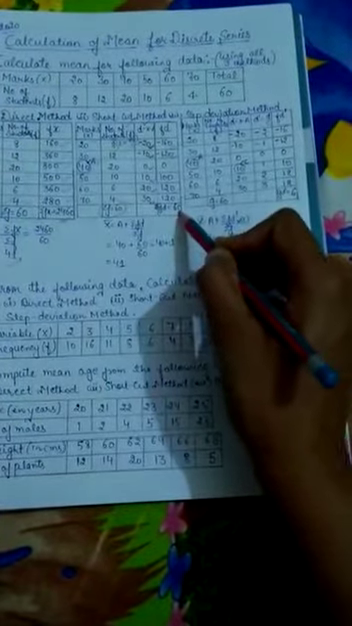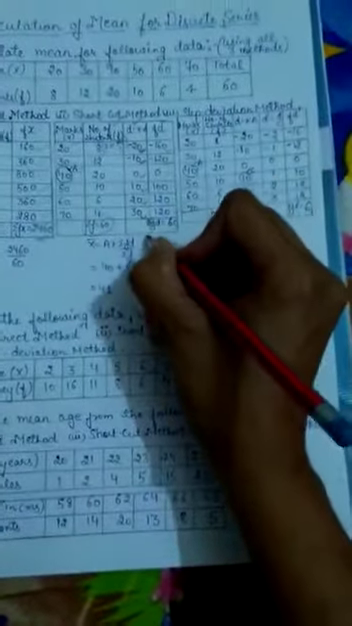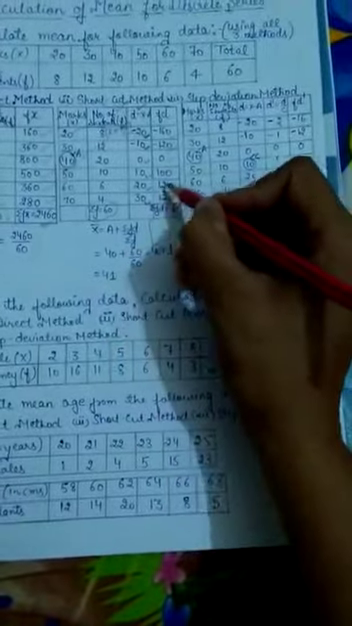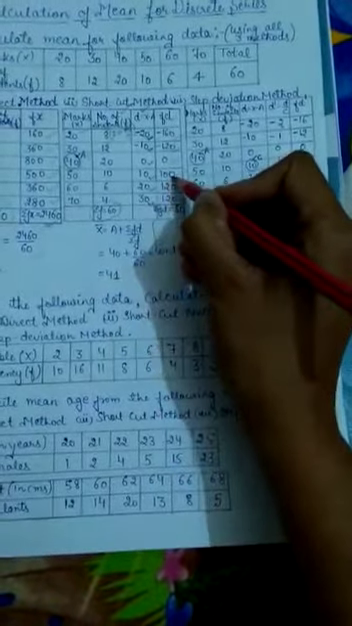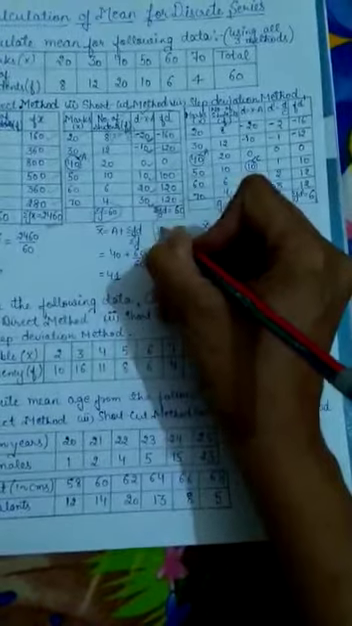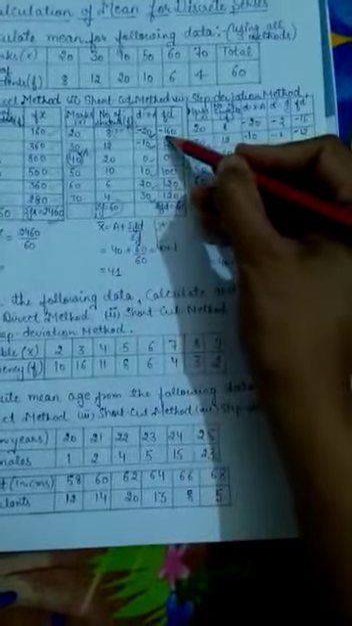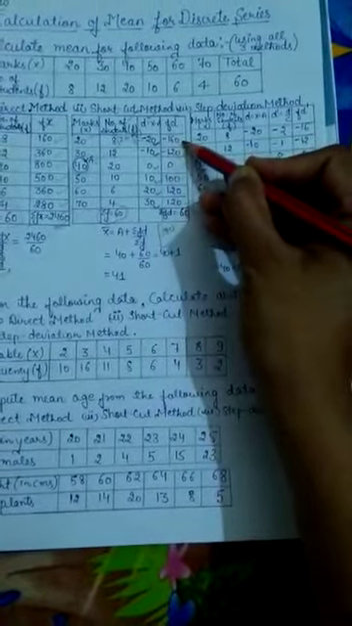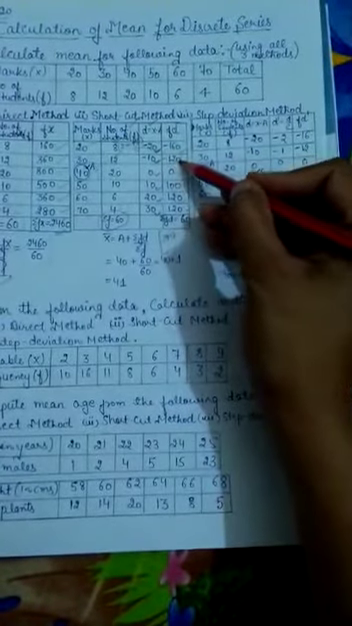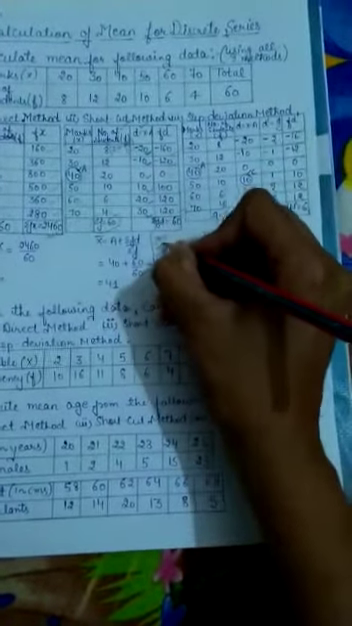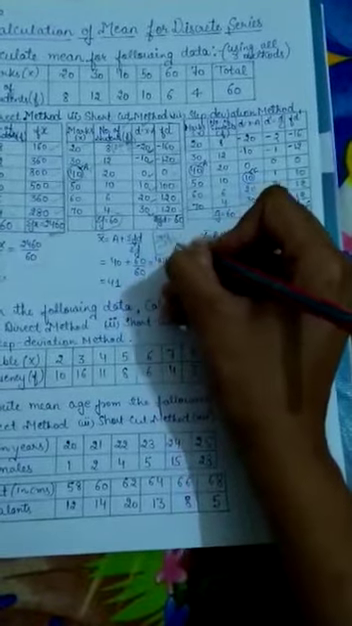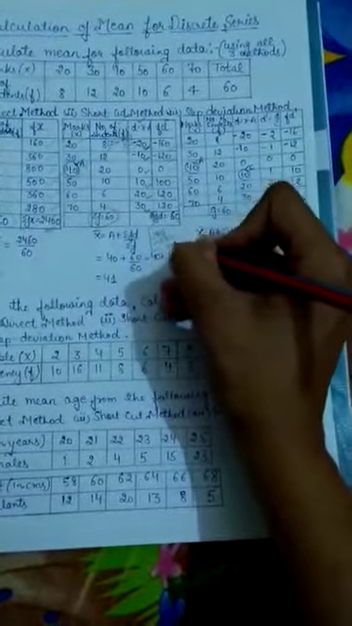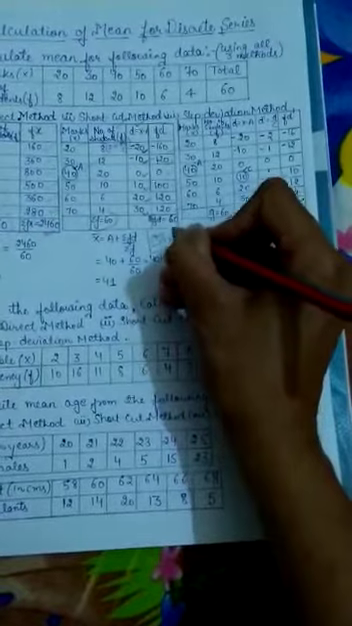These values will be added, and after adding, the final answer we will get is 60. Why 60? See here, 120 plus 120 is 240. 240 plus 100 is 340. Now the negative values: 160 plus 120 is 280. So the final answer is 340 minus 280, that is 60. So this 60 we have got.